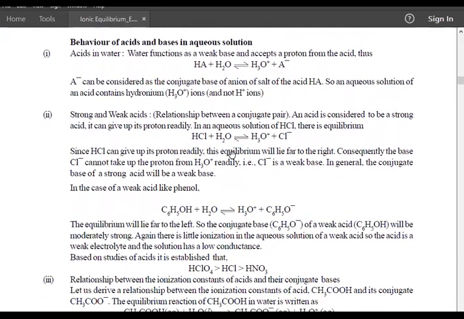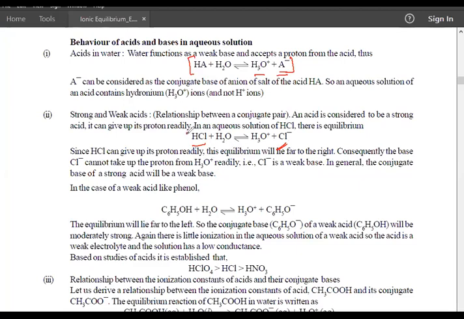Now when we talk about acids, an acid in water will dissociate into H plus and A minus, right? In this one, I can say that this is a conjugate base and this is a conjugate acid, yes or no? Now we know that a strong acid will have a weaker conjugate base, and a weak acid will have a stronger conjugate base.